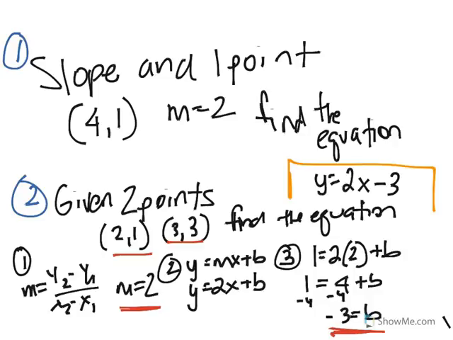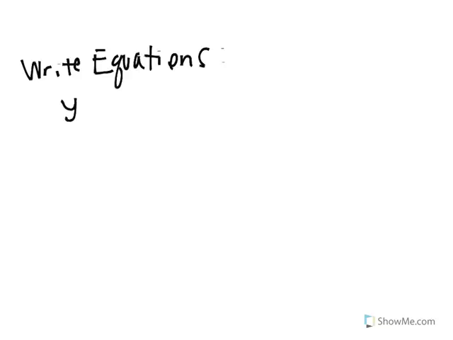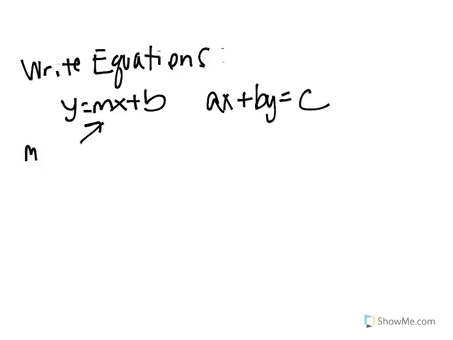So basically we need to know writing equations, right? How to write equations. You'll either get an equation that looks like y equals mx plus b, or you'll get an equation that is ax plus by equals c. For this one, you're either probably going to have to find the slope, the b, or write an equation. If you set up an equation and it looks like this one over here, you're probably going to have to do a system of equations.